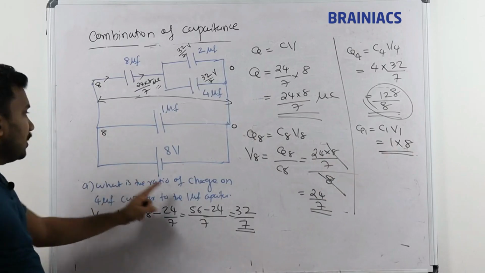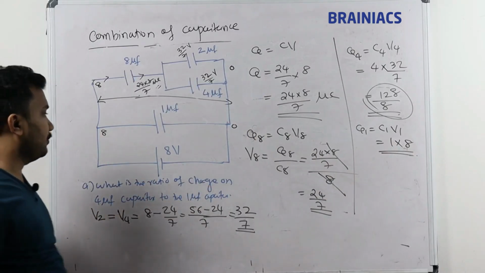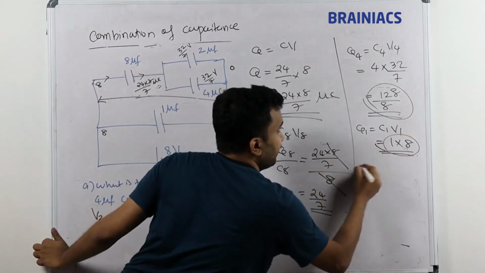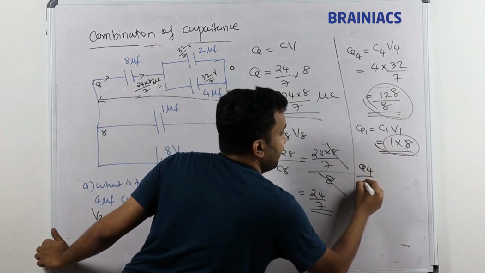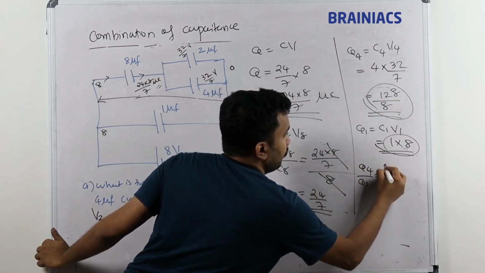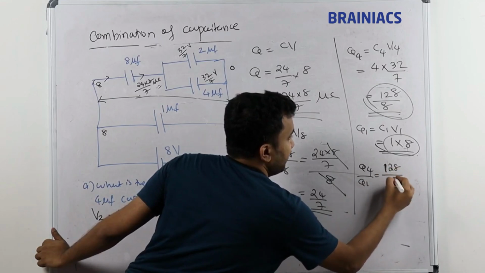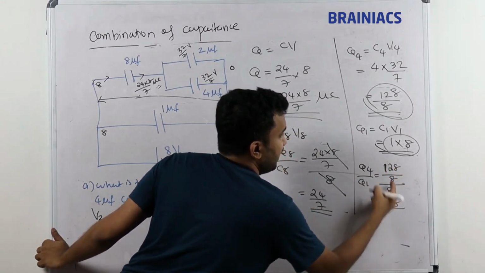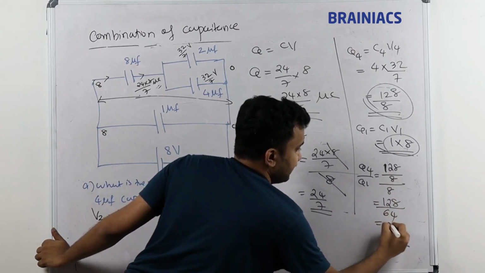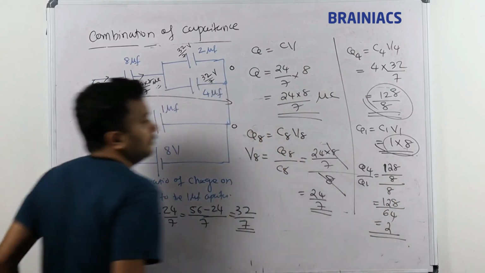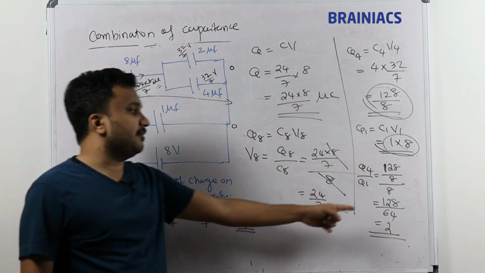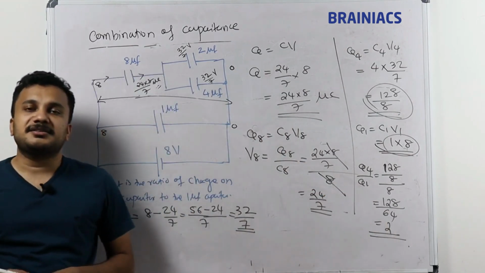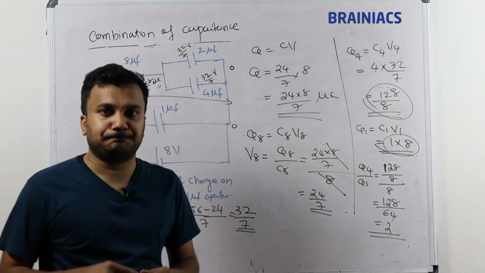The question is asking for the ratio of charge on the 4 microfarad capacitor to the 1 microfarad capacitor. Which means Q4 divided by Q1, which is equal to 128 by 8, whole divided by 8. 128 divided by 8 into 8 is 64, so 128 divided by 64. The answer is equal to 2.